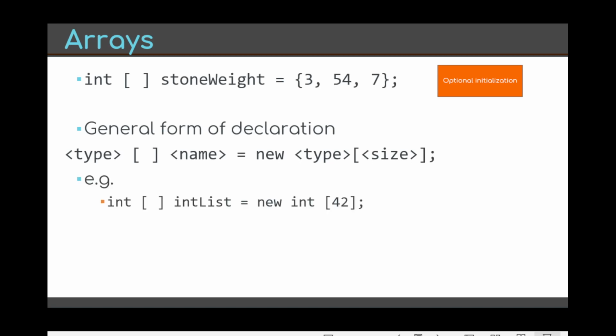Here's an example. We're going to keep this abstract. We want to make a list of integers. So here, what we have is a new int 42. This would give us an array of 42 zeros, because the default value when you create a new integer and you don't assign anything is 0. So you have 42 zeros that you can access with indexes 0, 1, 2, 3, 4. I won't count all the way. 41 will be the last one.